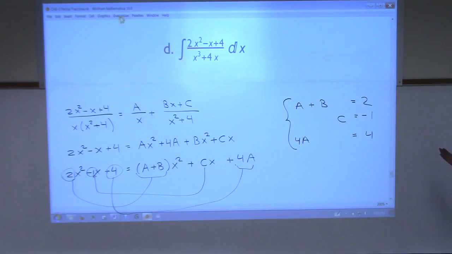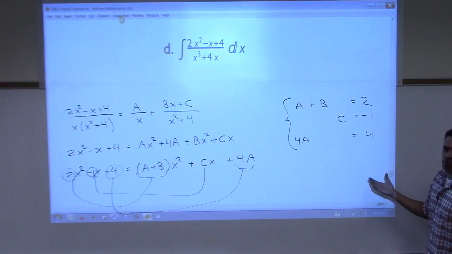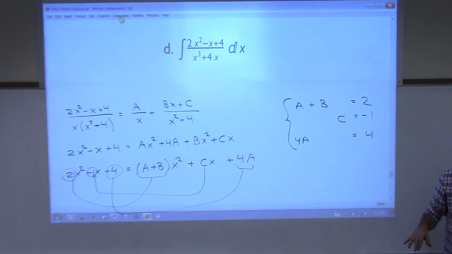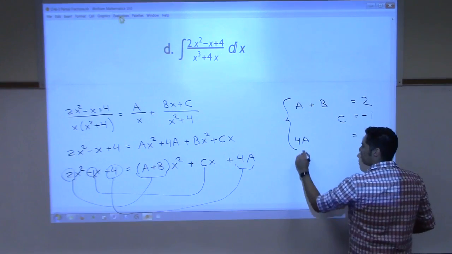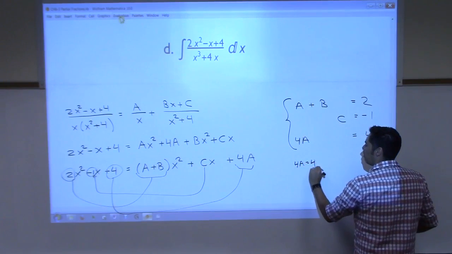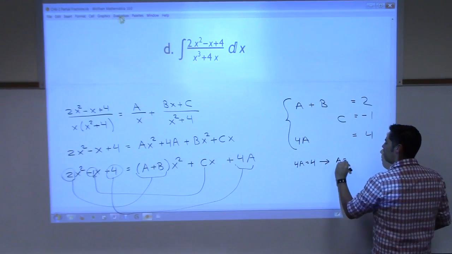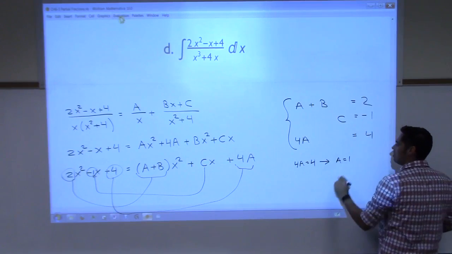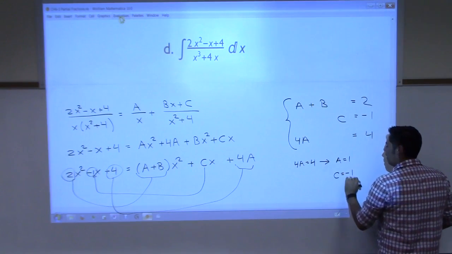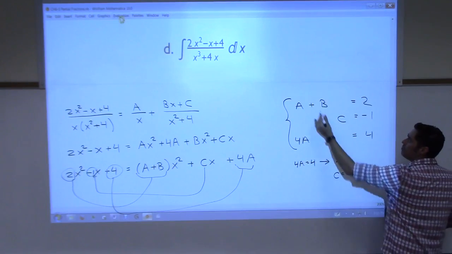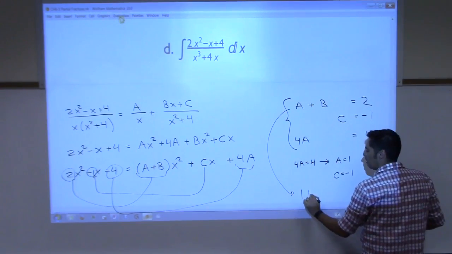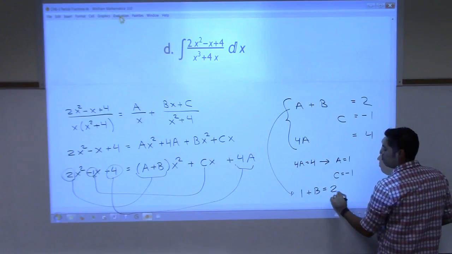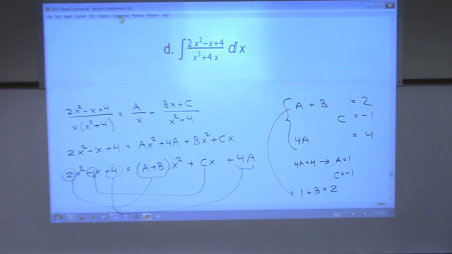This one, you already know what two of them are, right? So yes, you could do the matrix on this, the RREF, to be 100% sure. But look at this equation right here. This 4A equals 4 means that A is 1, right? I already know C is -1. And if I know what A is, then what's the first equation become? If A is 1, then the first equation becomes 1 plus B is 2, right? So B is also 1.